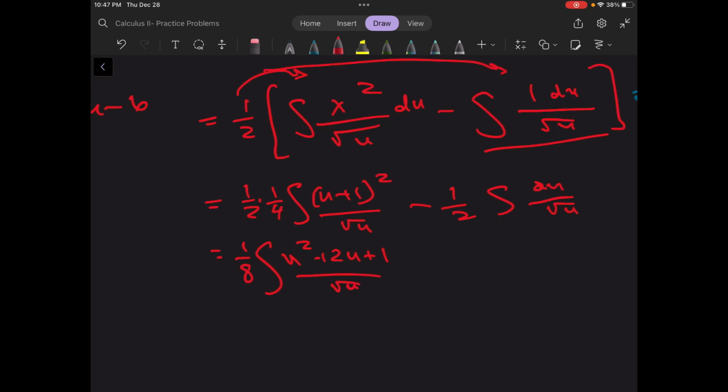Now, let's separate that into 3 different fractions. So when you're dividing, you subtract exponents, right? So it's actually going to become the integral of u to the 3/2 plus 2u to the 1/2 if you subtract the exponents, plus u to the -1/2. And we're going to subtract off -1/2 of the integral of u to the -1/2.